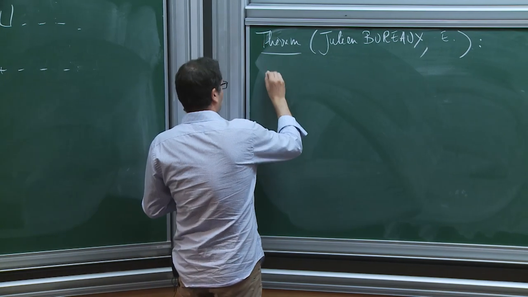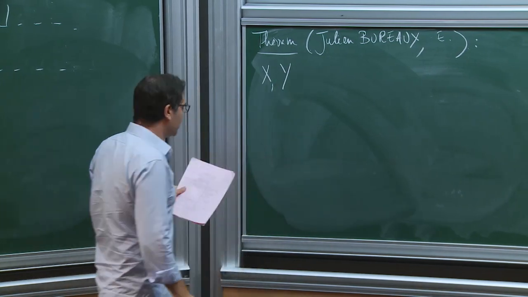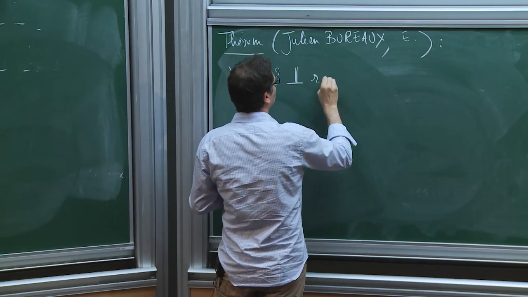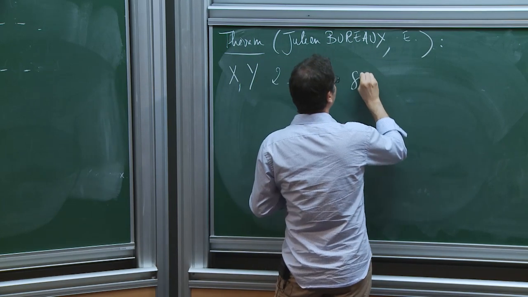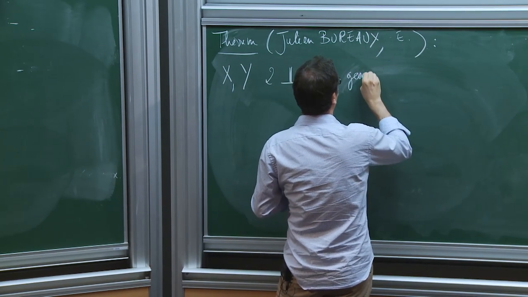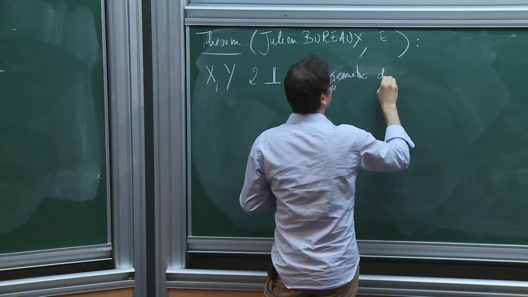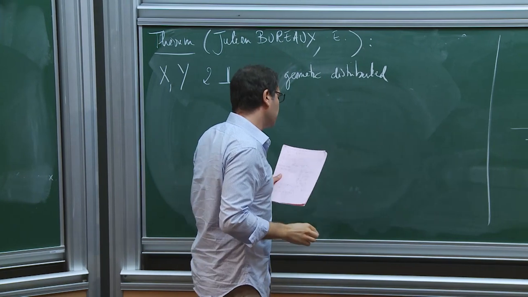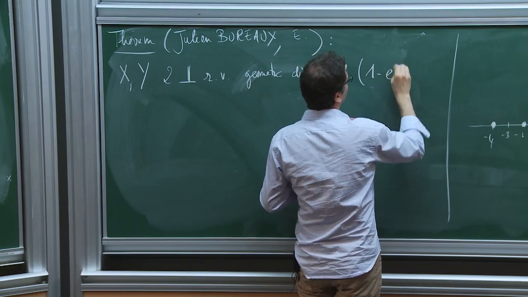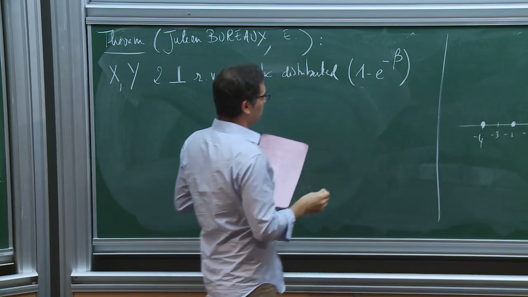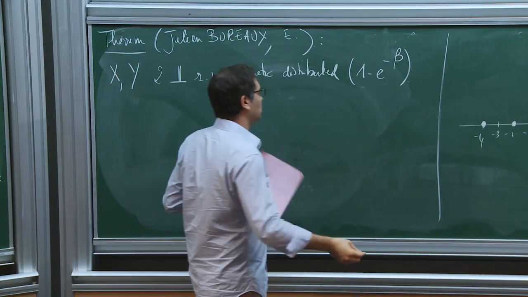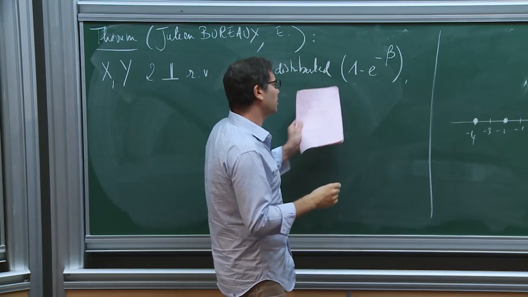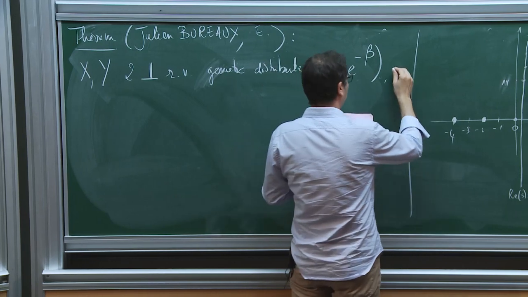So we take x and y, two independent random variables geometrically distributed with some parameter 1 minus e to the minus beta. Well, I could have taken beta, but it's more convenient like that.